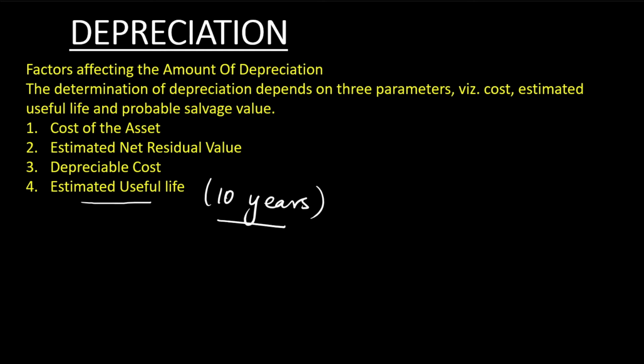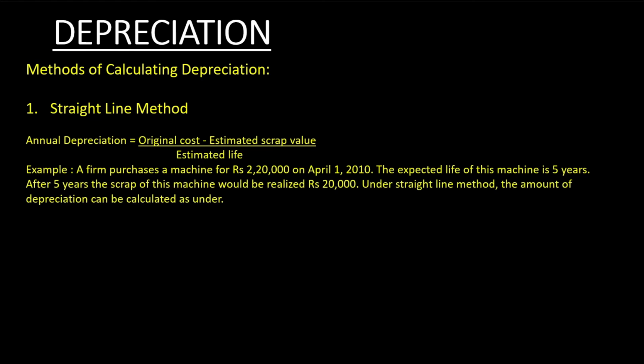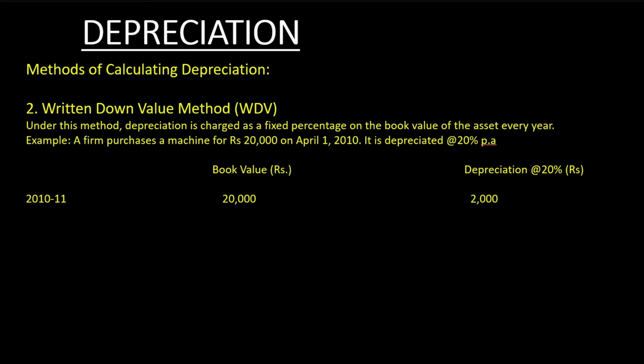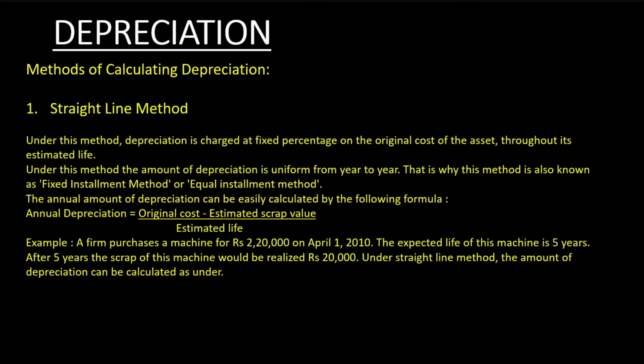10 years it will be producing and give good productivity. So these are the terms which we should be knowing, and we are going to use them while solving the problems. Now, the methods of calculating depreciation for grade 11, basically we have touched two: the straight line method and the written down value method. First I will take the straight line method.